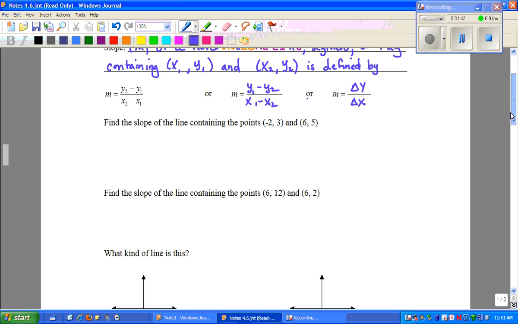So knowing the formula, let's use it. Find the slope containing the points (2, -3) and (6, 5). Plugging into the formula, we do 5 minus -3 over 6 minus 2. But what happens when you have two minus signs next to each other? It turns into a plus. So you do 5 plus 3, which is 8, over 6 minus 2, which is 4. Is 8 over 4 simplified? Nope. So we simplify it.